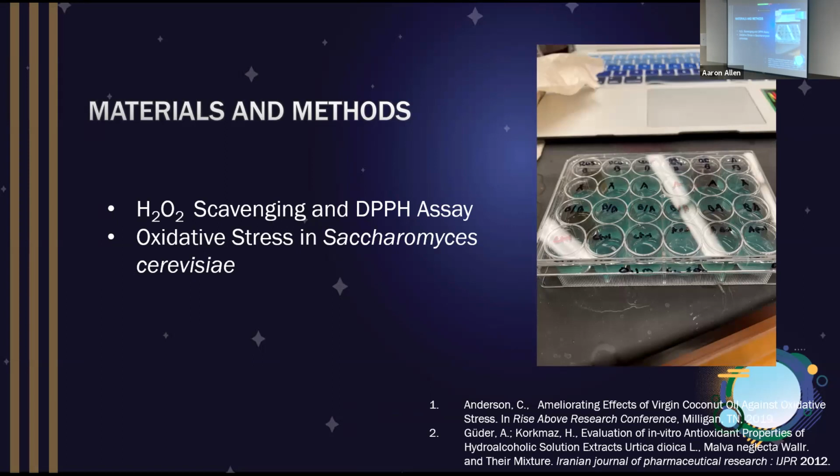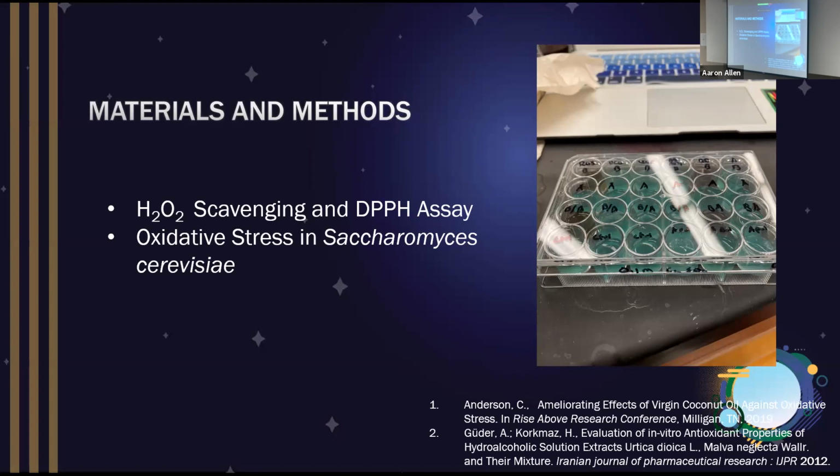Then a DPPH assay was performed. DPPH is just a chemical that is a stable free radical. We take that and compare it to how well these plant materials can actually scavenge those free radicals, to prevent those ROS from forming. And the last thing I did was induce oxidative stress in yeast cells.